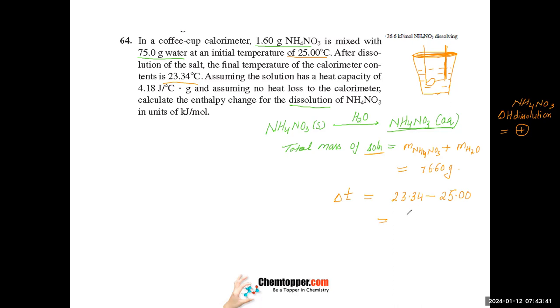You said this temperature change is minus 2.34 degrees Celsius. Ready now? Yes, Azuni, the system is gaining. Endothermic means the system is gaining, right? What is the system, Azuni, here? What's the temperature difference, children? Oh, thank you, Anil. Okay. Somebody typed that temperature. Minus 1.66.